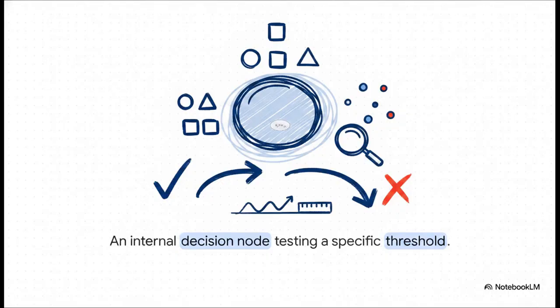This brilliantly illustrates what happens at one of those splits. Notice this internal decision node here. It's performing a univariate test, meaning it's looking at just one single feature and checking it against a chosen mathematical threshold. This right here is the exact moment the algorithm evaluates the data and makes its binary choice.